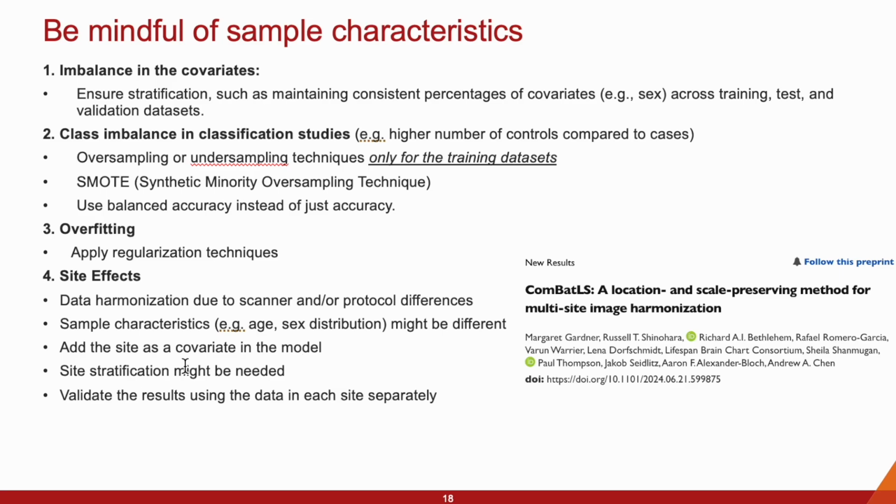And in some cases, site stratification might also be needed, where the model is trained and validated separately on data from each site. For example, we don't want to train our model using one site only and test our dataset in another site, because in this case our model can overfit to one site and can provide poor prediction performance on other sites. So, site stratification might be needed when we are applying cross-validation.